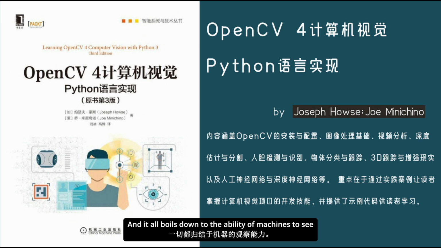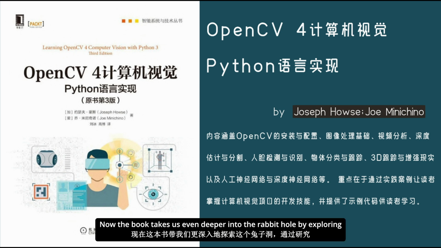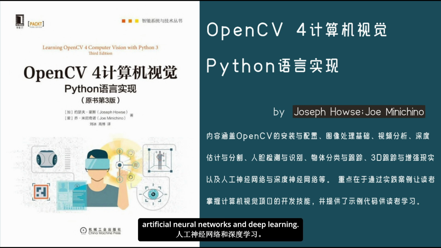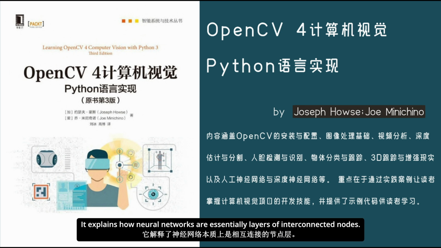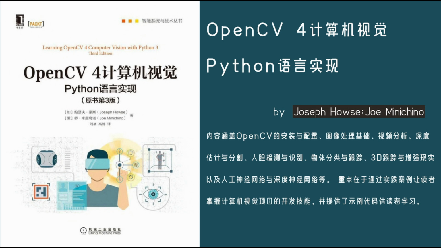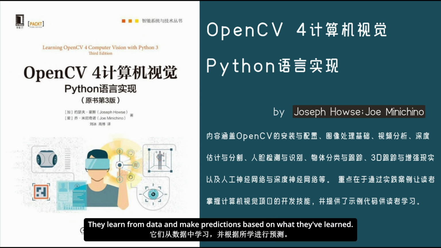And it all boils down to the ability of machines to see and understand our world, thanks to tools like OpenCV. Now the book takes us even deeper into the rabbit hole by exploring artificial neural networks and deep learning. Okay, this is where it gets really futuristic. It might sound intimidating, but the book breaks it down in a way that's surprisingly easy to grasp. It explains how neural networks are essentially layers of interconnected nodes that process information. They learn from data and make predictions based on what they've learned.